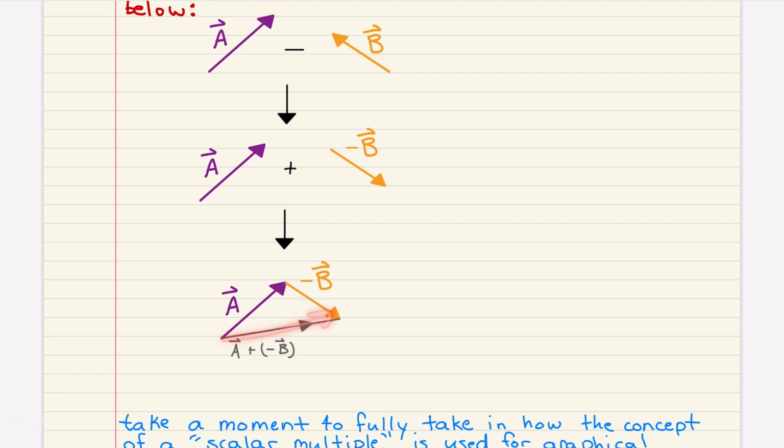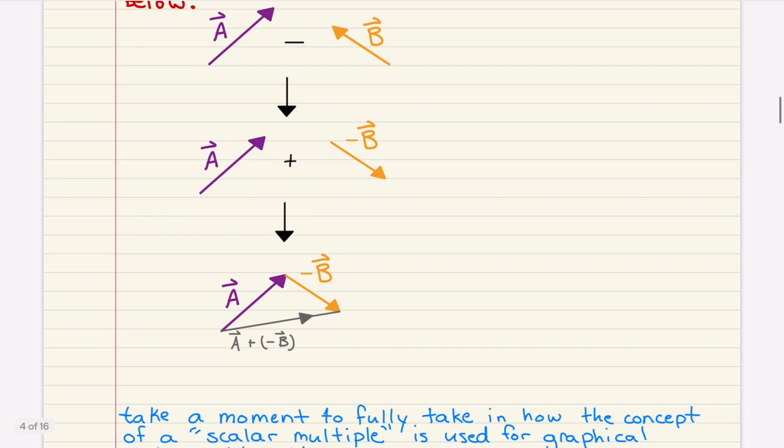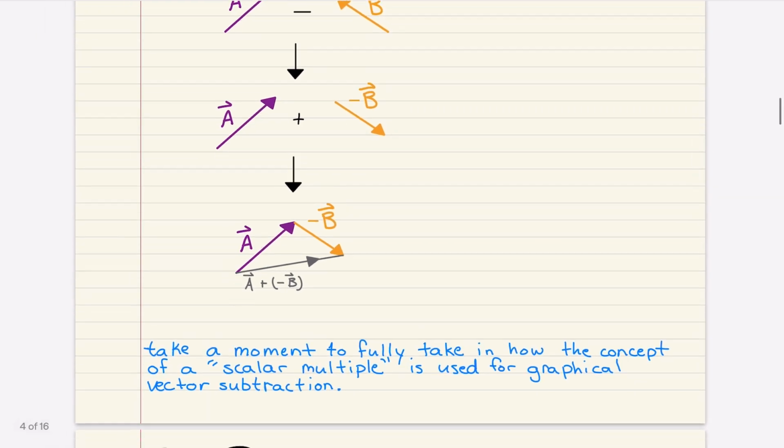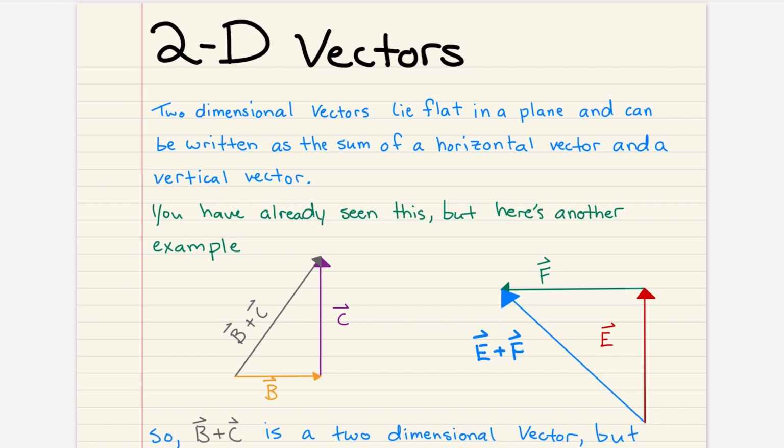The resultant vector is going to be the same thing as vector A minus vector B. We can also write it as vector A plus negative vector B. So I want you to take a moment to fully take in how the concept of scalar multiple is used for this process. Now let's get into the concept of two-dimensional vectors.